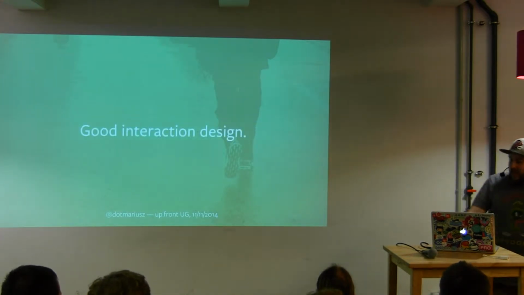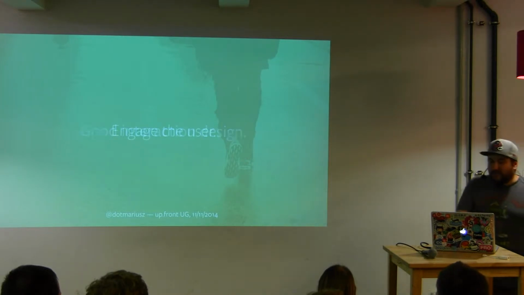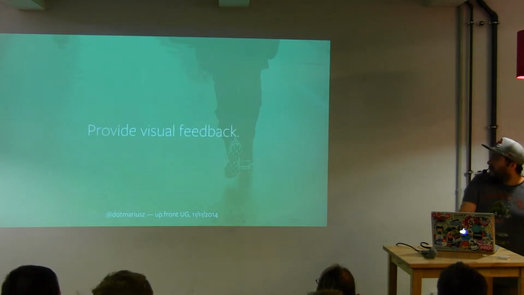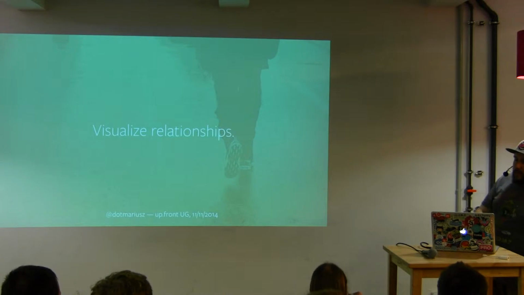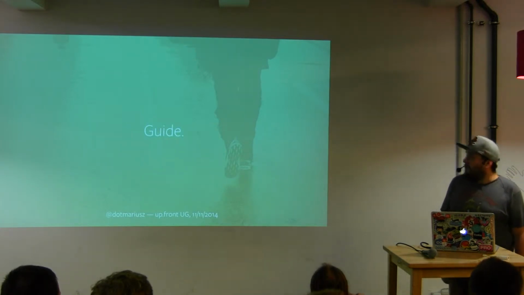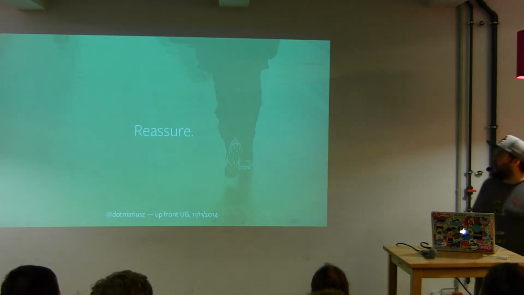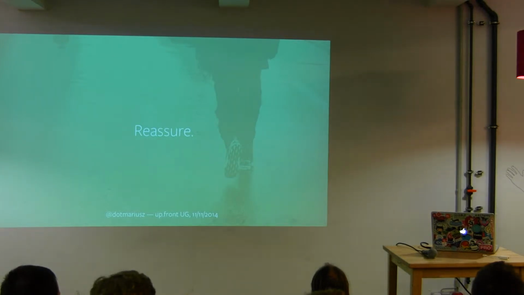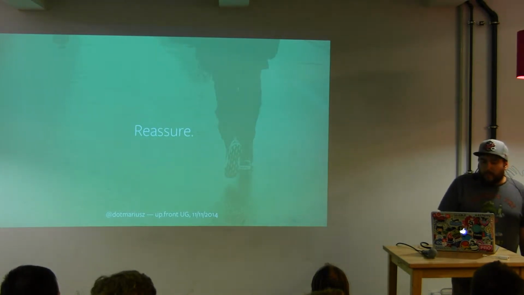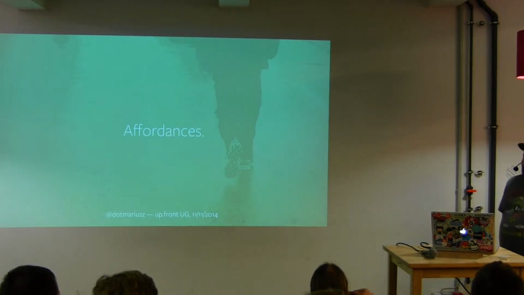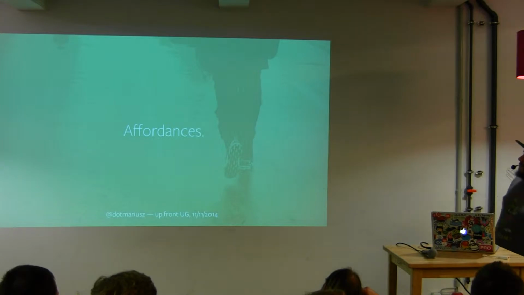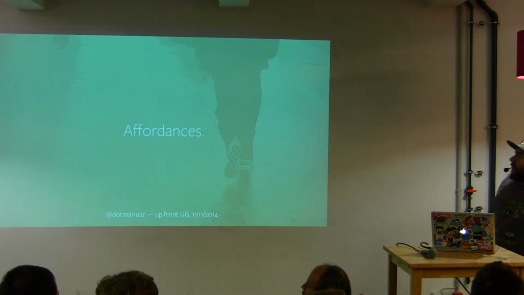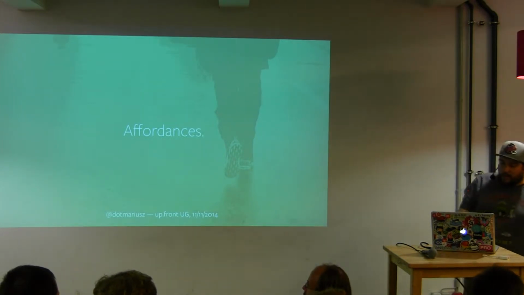And so let's talk about good interaction design. Good interaction design should engage the user, illustrate state, provide visual feedback, visual relationships between things, guide the user through the interface, reassure the user that they're doing the right thing, or give people errors if they don't, and have affordances. So basically, the concept of affordance is pretty basic. People should directly understand how it works and why a button is a button and things like that, right?